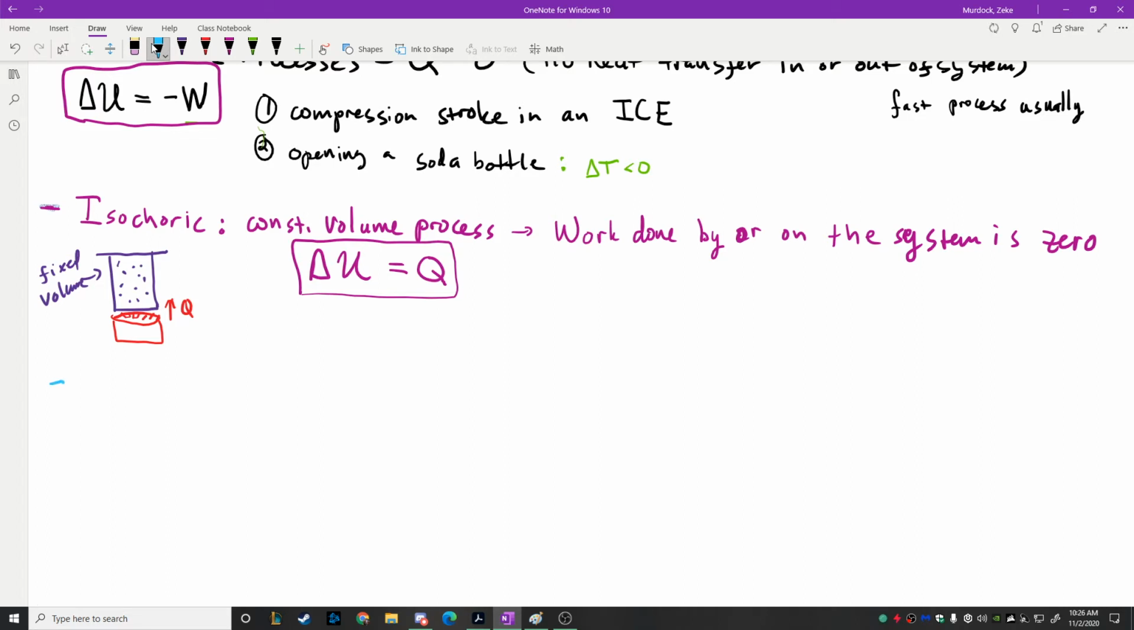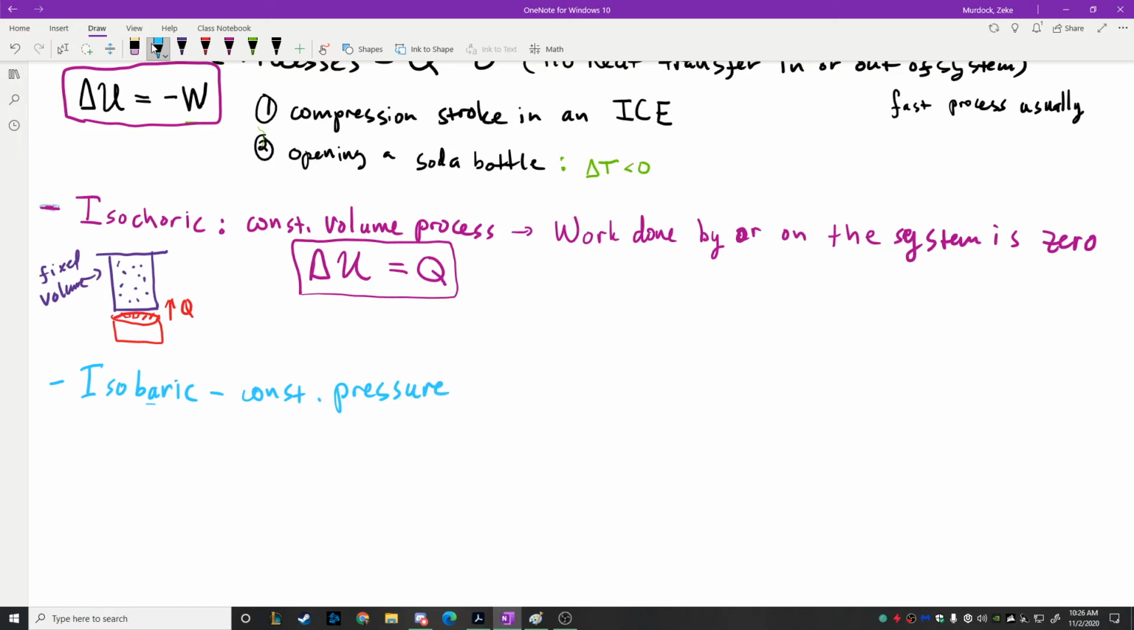All right, next, isobaric. You want to know what isobaric means? What does the bar part represent? Isobaric. Constant pressure. Yep. So this is a constant pressure process. So any process that occurs at a constant pressure.